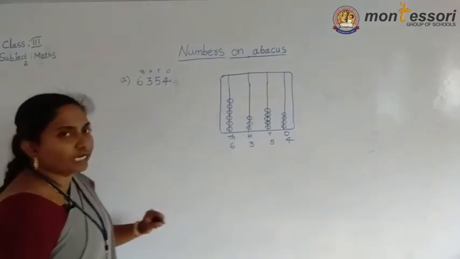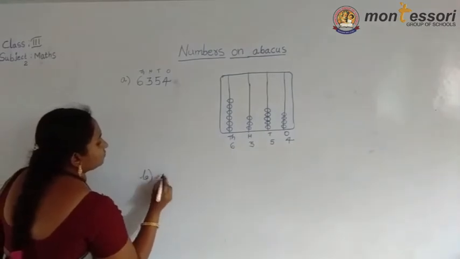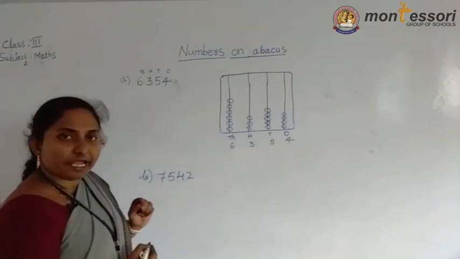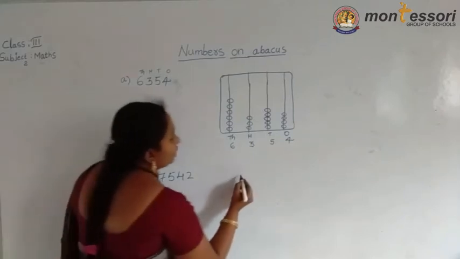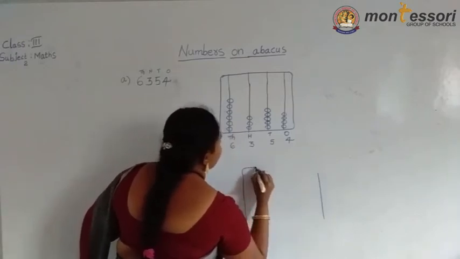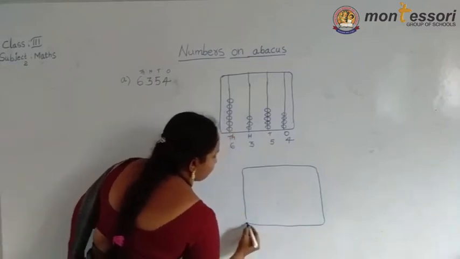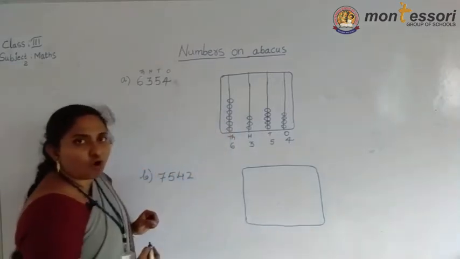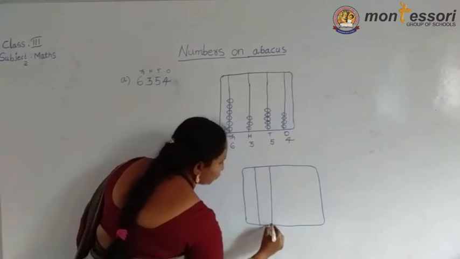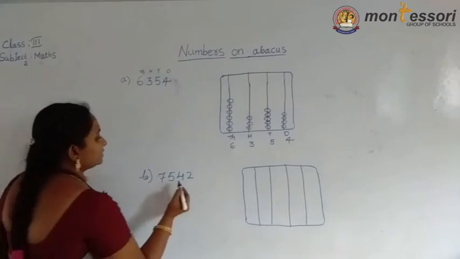Okay, now I'll give you another number. Next, 7542. So now again I draw the figure. All of you know this problem is very easy, no? Only the figure we have to draw here. This is a box. In this box I draw 4 lines. 1, 2, 3, 4. Understood?